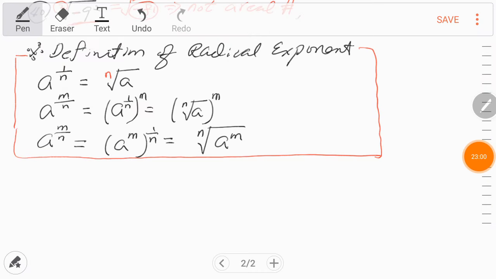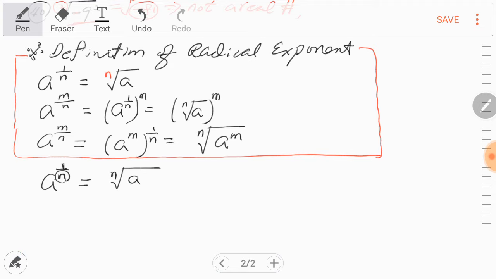Okay, here is the definition of the radical exponent. Look at this expression. The exponential expression is a, and the exponent is 1 over n. Then we can write this exponential expression as a radical. The exponent is 1 over n, a fraction, so the denominator goes to the index. So it will be the nth root of a.